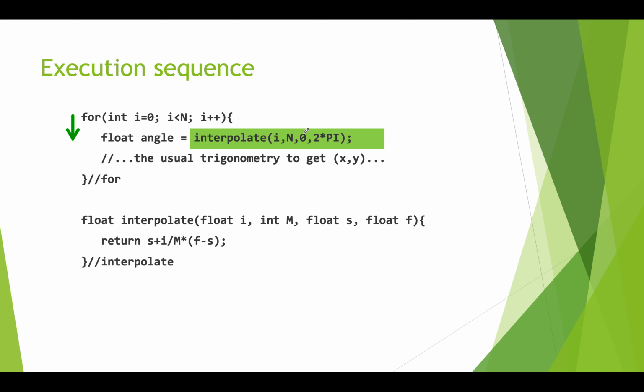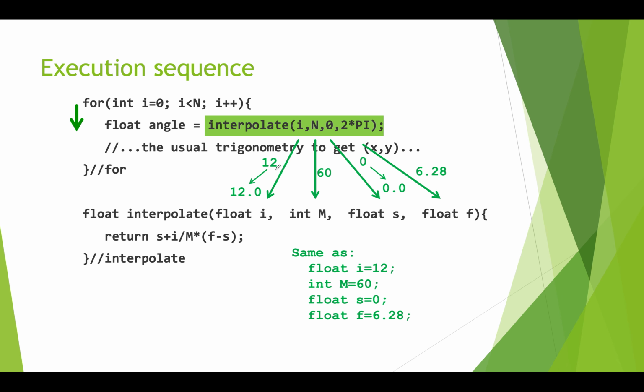Here's our function call, interpolate. We're going to get the value of I, get the value of n, calculate 2 times pi. Those values are then put into these local variables. So 12.0, this would be 60 is, we're storing that as an int, and then float 0 becomes 0.0, 6.28, which is this calculated value, gets stored in f. So this is like as if you had typed these 4 lines, but you do not need to type these 4 lines, and you shouldn't, because the compiler does this for you, right?